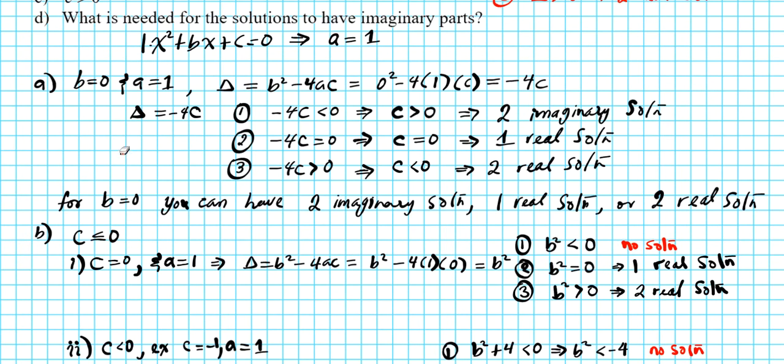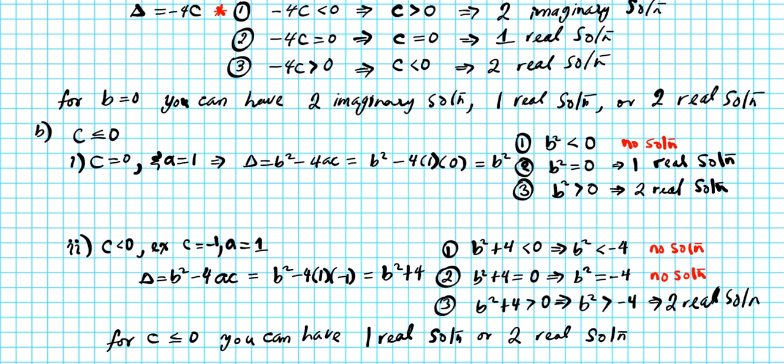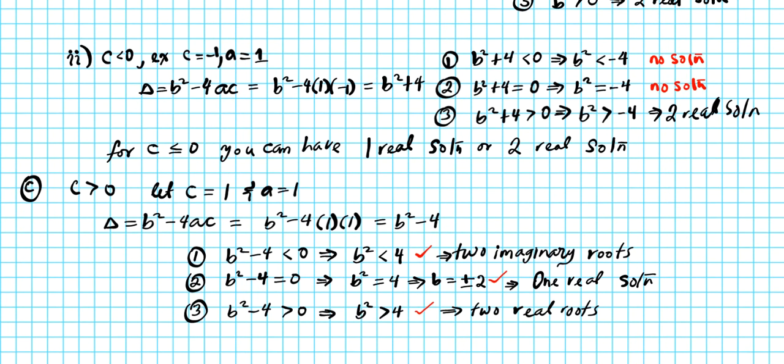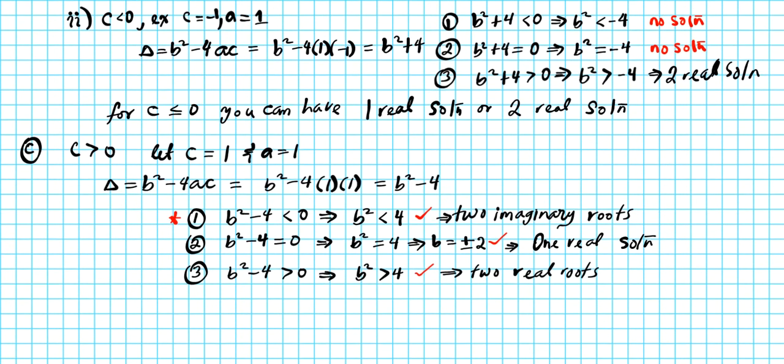Alright, so let's take a look at the last part. In question 21, it says, what is needed for the solutions to have imaginary parts? So if we take a look at our answers, we can easily determine what the solution is. The only times that we had imaginary solutions are when b was equal to 0, right here. And when else did we get imaginary solutions? When c was greater than 0, right here. Okay, so let's go ahead and answer the D part.